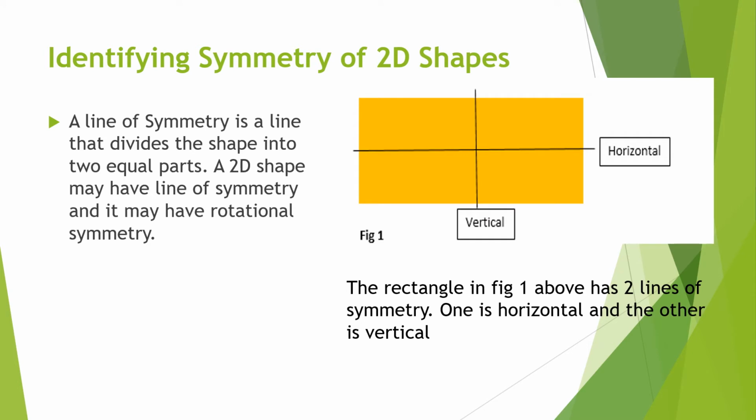The rectangle in Figure 1 above has two lines of symmetry. One is the horizontal line of symmetry and the other is the vertical line of symmetry.